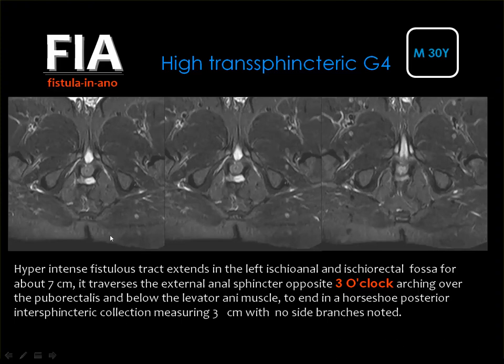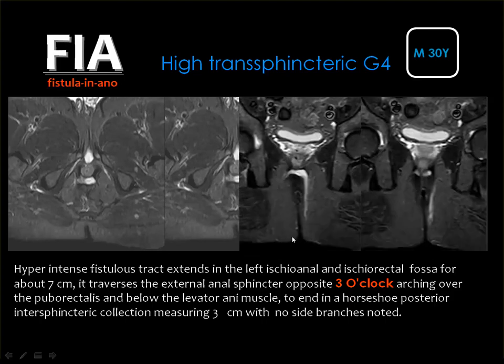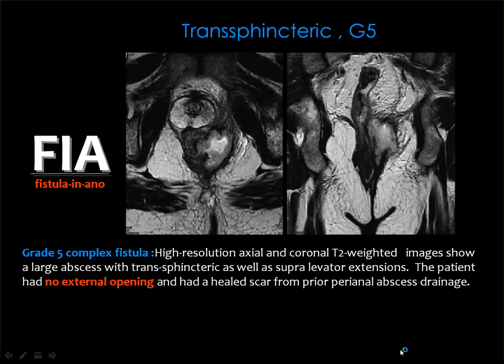Then here you see a transsphincteric fistula, and you see that it is crossing the midline in the coronal images. And here, this is the internal opening of the fistula, which is almost at the 3 o'clock position, and it crossed the midline to the opposite side, as well as crossing the external sphincter into the ischioanal fossa.